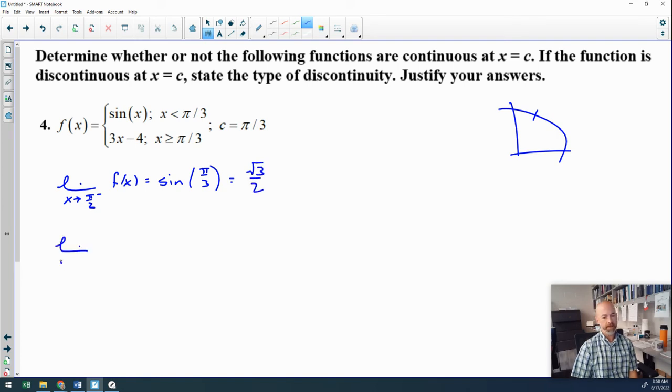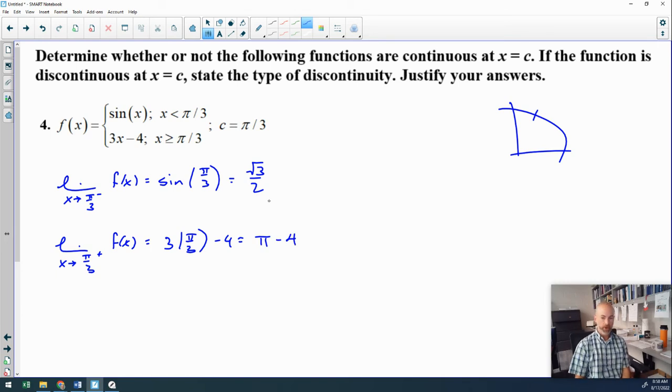Then I need the limit as x approaches pi over 3 from the right, which is going to be 3 times pi over 3 minus 4. That's pi minus 4. Okay, I don't know what that is, but I do know that it's not equal to root 3 over 2. Just to complete all of the components, I'm also going to find f of pi over 3. That is going to be the denominator, the bottom piece down here, and so that will also be pi minus 4.